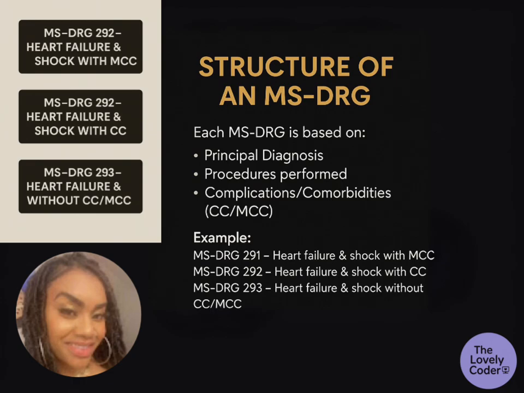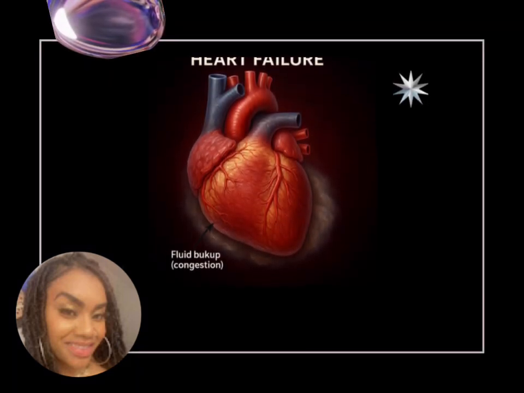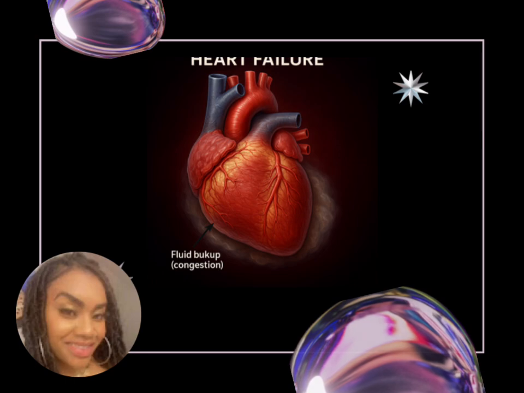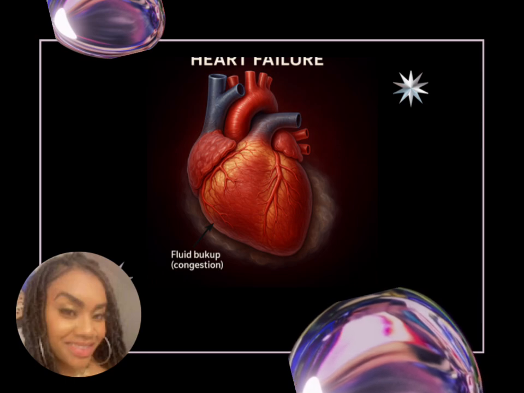So let's say, for instance, we have a patient that has heart failure. If that patient has heart failure and also has diabetes or kidney disease, they'll land in a more severe DRG, which means higher payment to match the increased complexity.